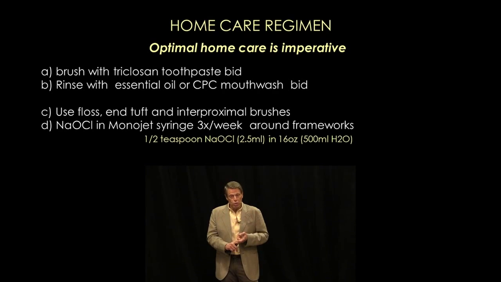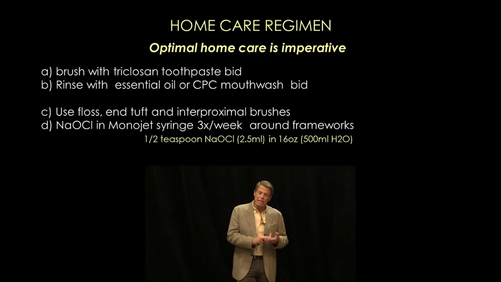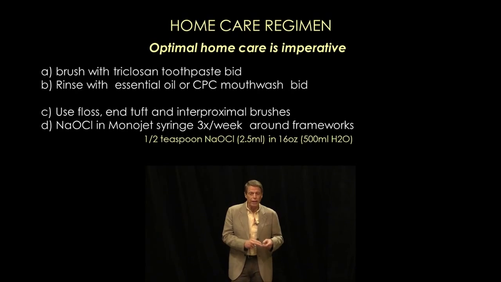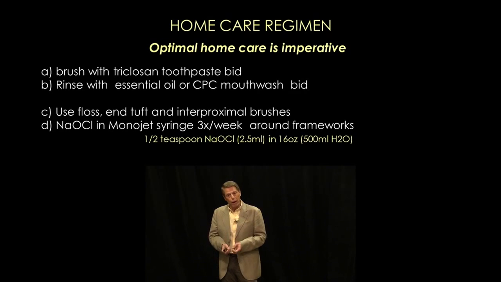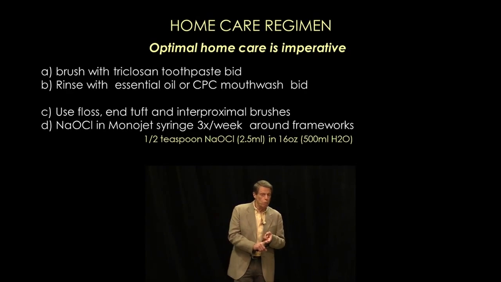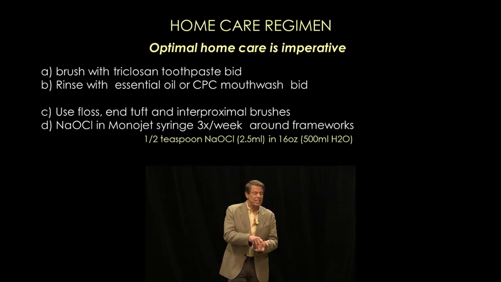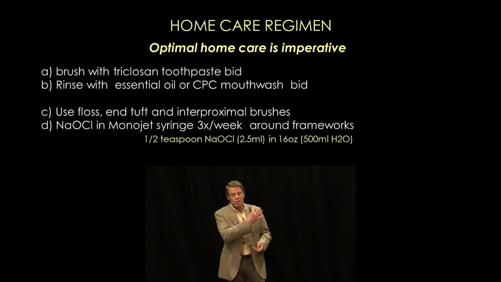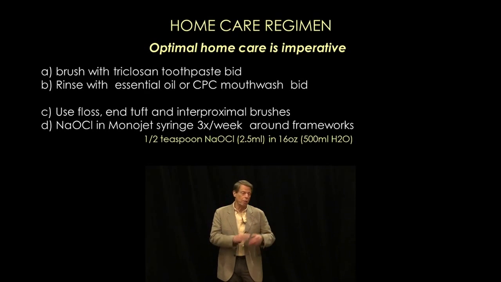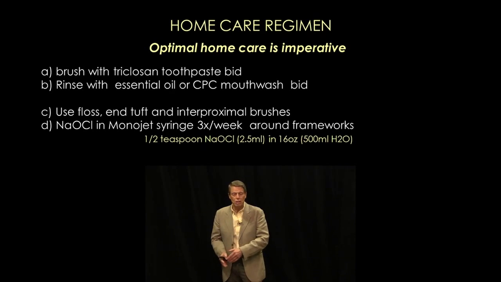What we also want them to do is, around their big frameworks and what have you, to use a dilute solution at home of sodium hypochlorite, and you're going to give them a plastic monojet syringe to do it. And what they're going to do is mix 1/2 teaspoon of sodium hypochlorite in 16 ounces of water. 1/2 teaspoon of bleach, 16 ounces of water. Draw it up in the syringe and rinse and irrigate under those frameworks 3 times a week. Monday, Wednesday, Friday, or Tuesday, Thursday, Saturday.